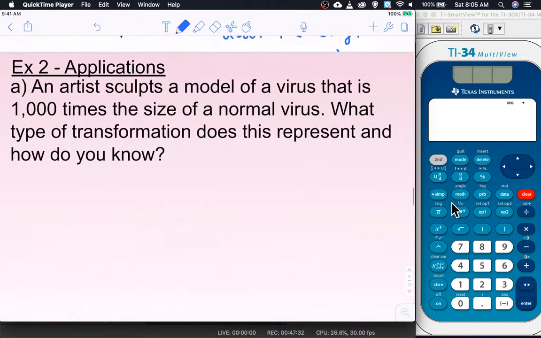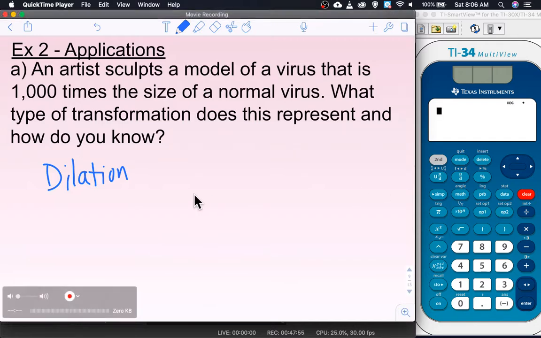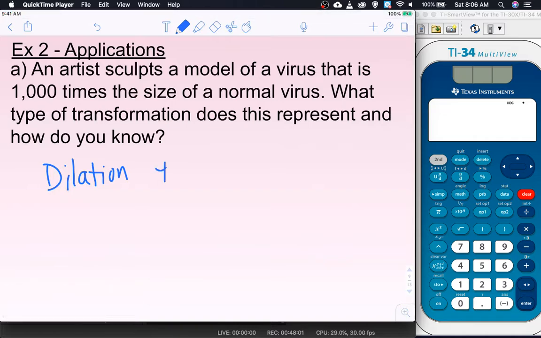Okay, applications. An artist sculpts a model of a virus that is 1,000 times the size of a normal virus. What type of transformation does this represent, and how do you know? Well, this would definitely be a dilation. And how do I know? Because they're not the same size. A dilation makes things bigger and smaller. Objects are not the same size.